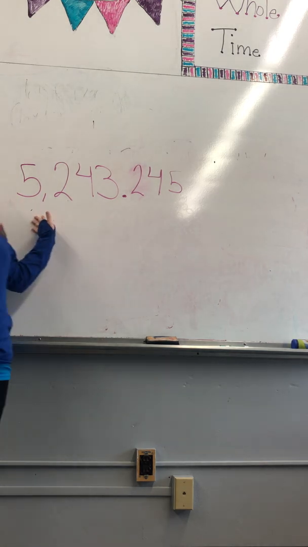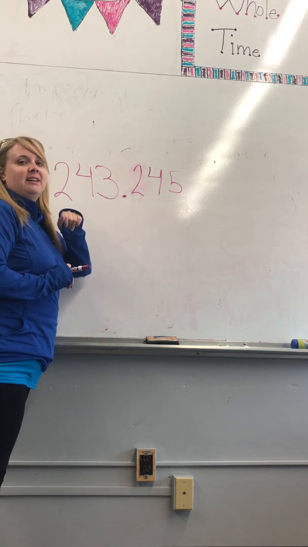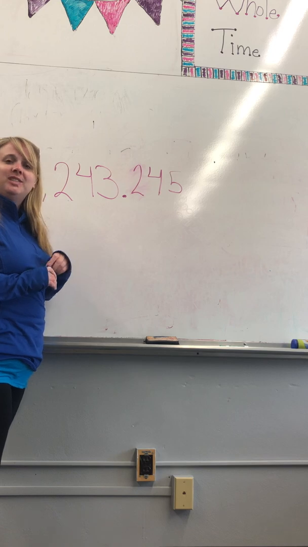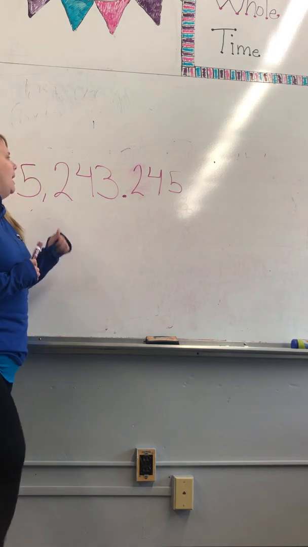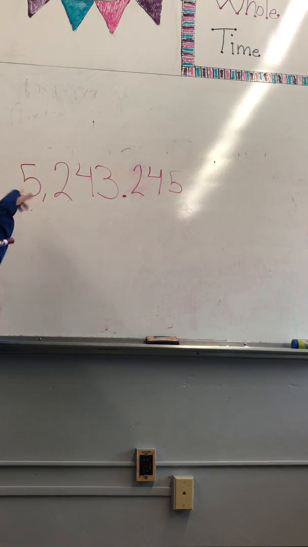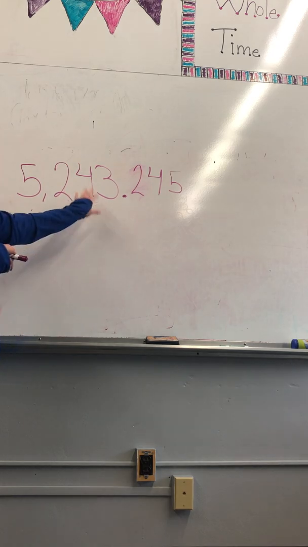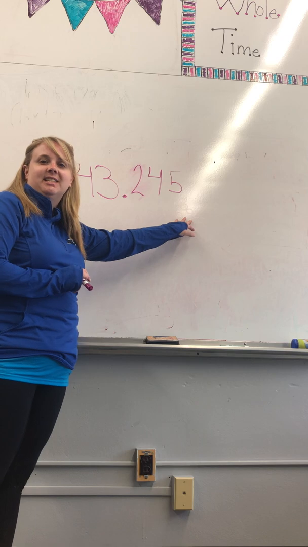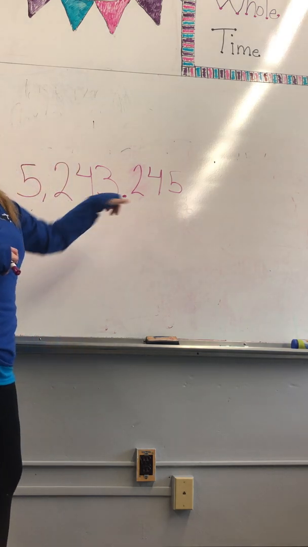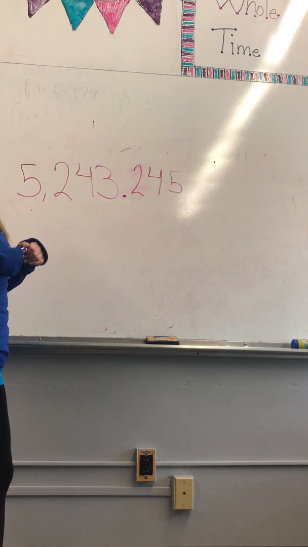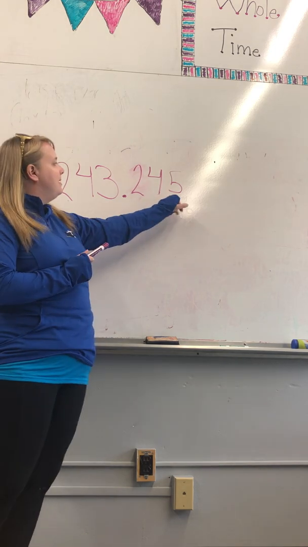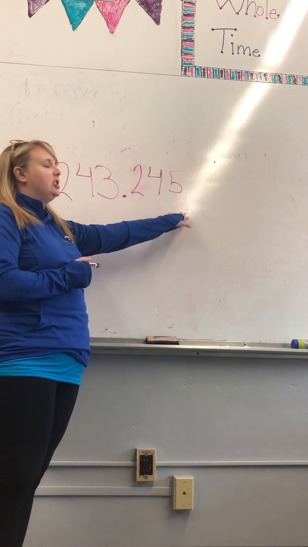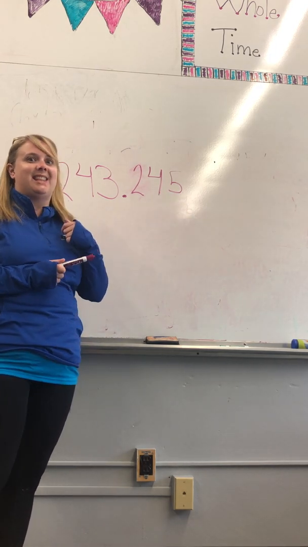We're going to use this same number for our lesson today that I used the other day. Again, this number is 5,243 and 245 thousandths. So that decimal tells me to say "and," and then I say the place value where the number ends up, which in this case is in the thousandths.